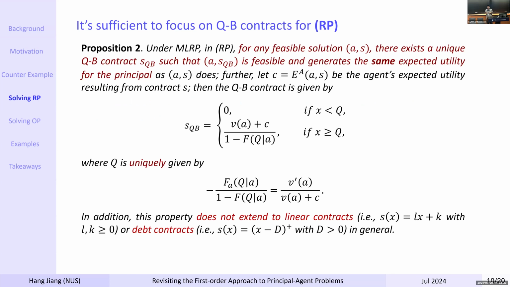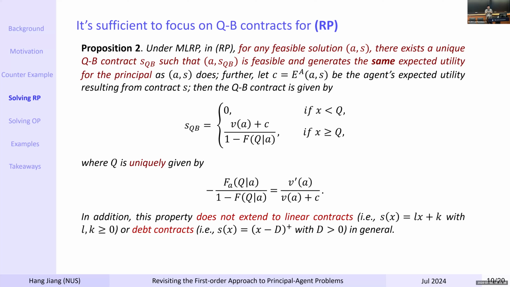And we find that it is sufficient to focus on the quarter-bonus contract for the relaxed problem in general. Proposition 2 says that under MLRP, in the relaxed problem, for any feasible contract, we can find a quarter-bonus contract that induces the same outcome for both the principal and the agent. So that means we can just focus on the quarter-bonus contract because other contracts can be matched back. Any feasible contract can be matched by a quarter-bonus contract.